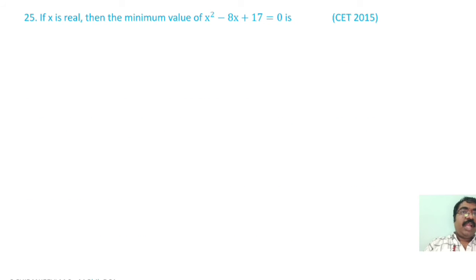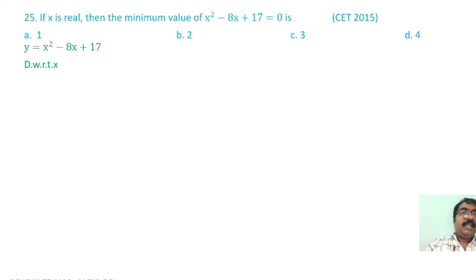So next, 25. If x is real, the minimum value of x square minus 8x plus 17 equal to 0 is, which was asked in the year CET 2015. Options 1, 2, 3 and 4. So y equal to x square minus 8x plus 17.